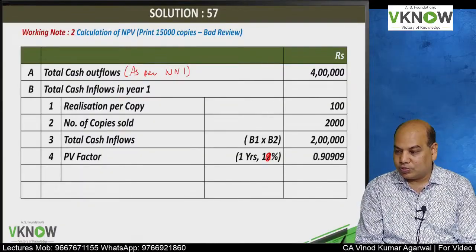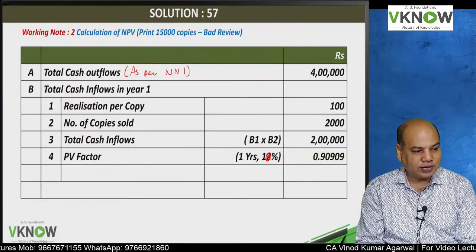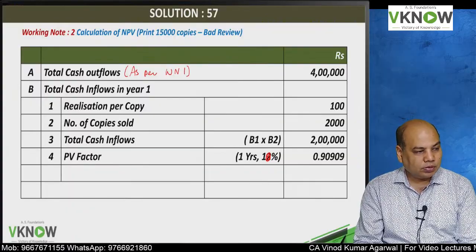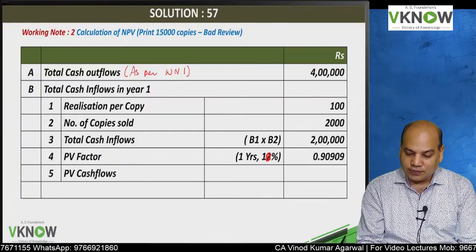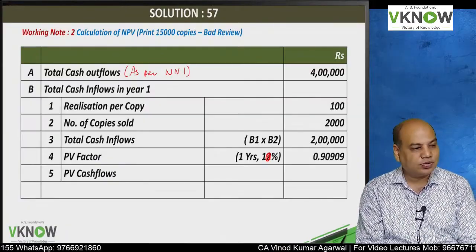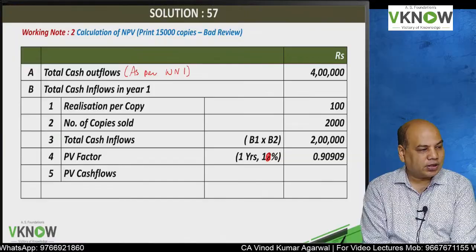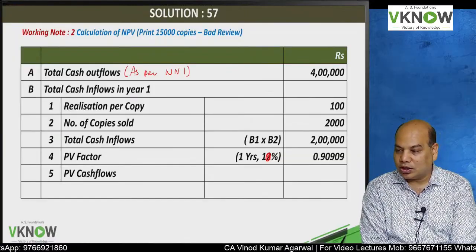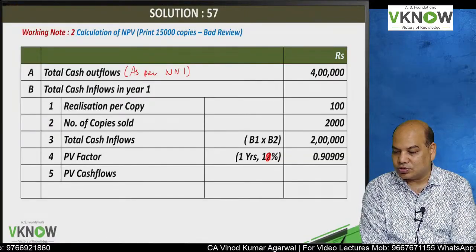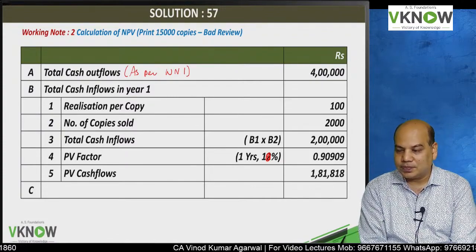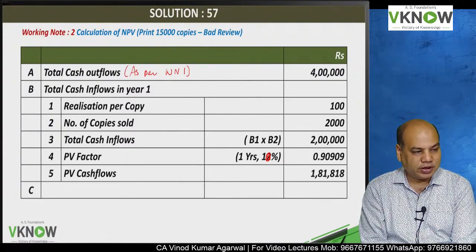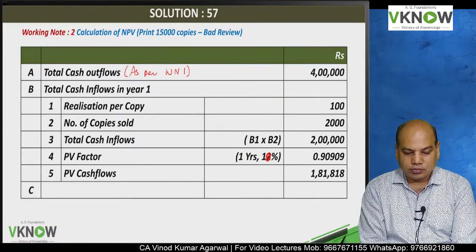That is, all of you know, 0.90909. PV factor is 0.90909, and therefore PV of cash flow will be 2 lakh into 0.90909, and that is equal to 181,818.